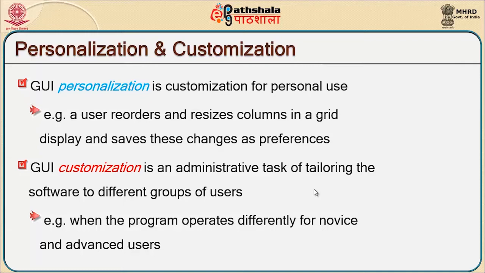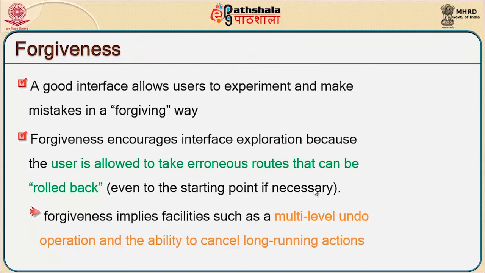For example, when a program operates differently for novice and advanced users. And to look at the other design principle called forgiveness, a good interface allows users to experiment and make mistakes in a forgiving way. Forgiveness encourages interface exploration because the user is allowed to take erroneous routes that can be rolled back, even to the starting point if necessary.